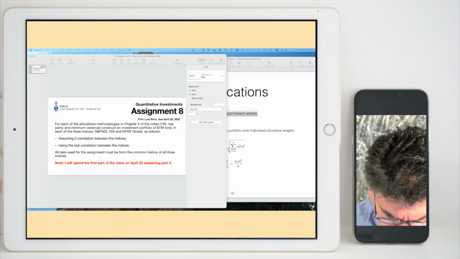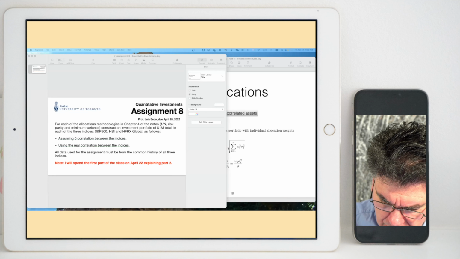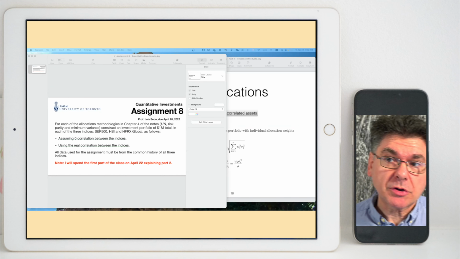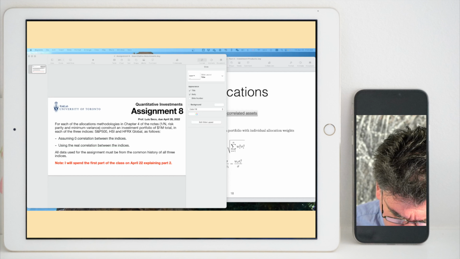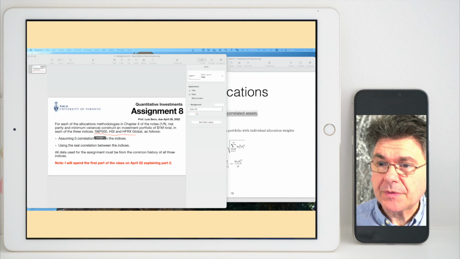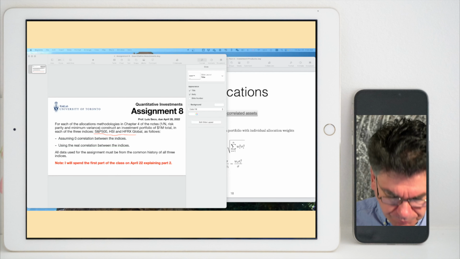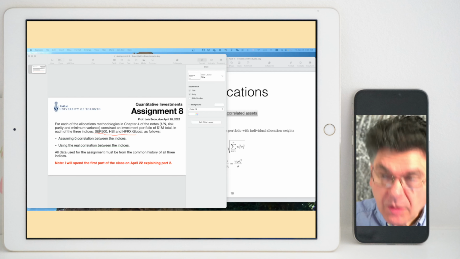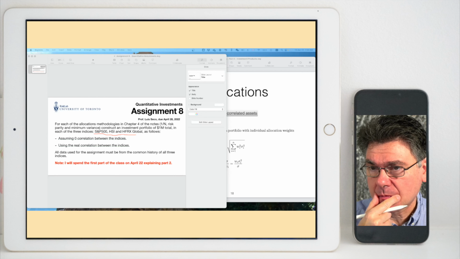So I need you to do the construction of a risk parity portfolio. You're going to have 3 possible investments: the S&P, the Hang Seng Index, and the hedge fund index, the HFR index. And you need to construct a portfolio that has the same risk contributions for each of those 3 indices.